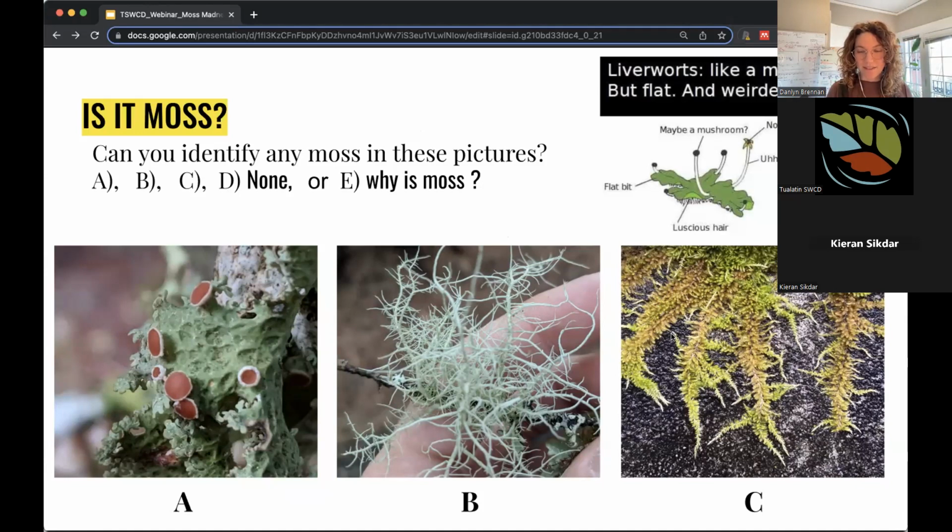And this is Hylocomium. Oh wait, sorry, it is Hylocomium. And that one is all over. I bet you can go out and see it. It especially likes to grow on cement walls.